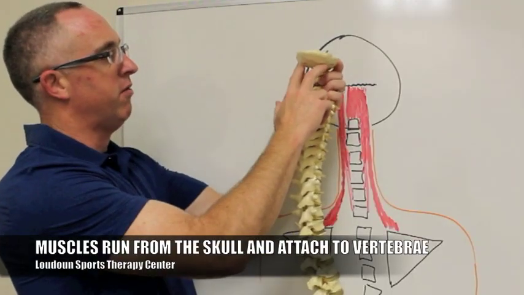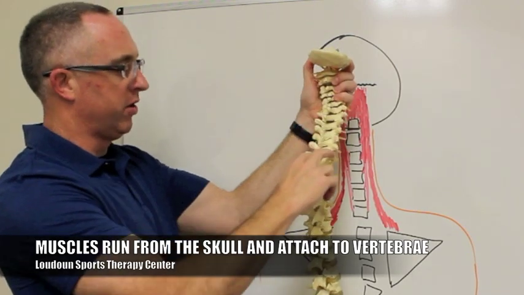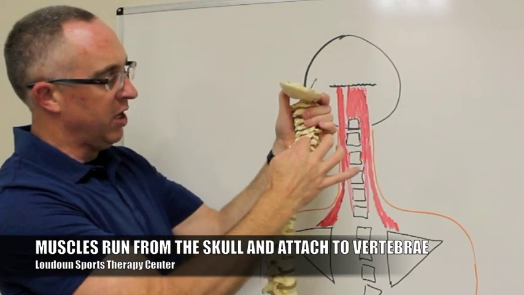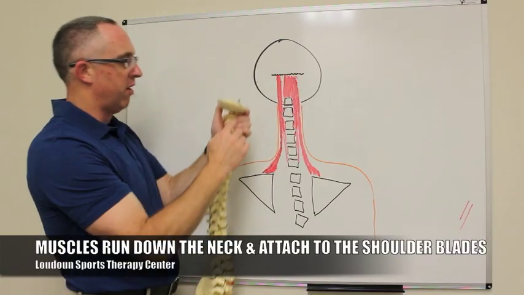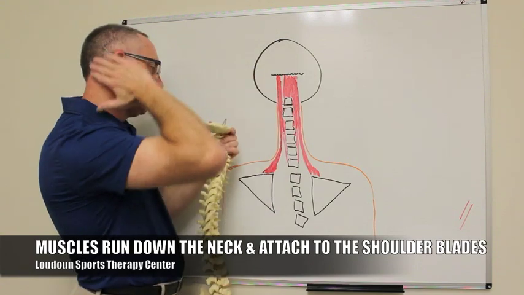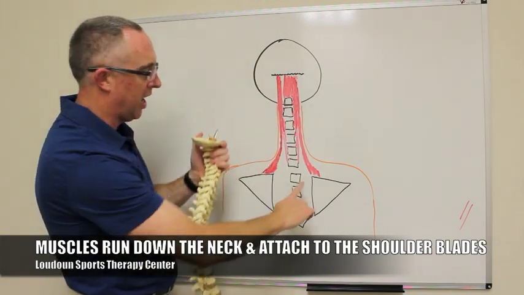So there are muscles that run from the base of your skull down alongside your spine and attach to each one of these vertebrae all the way down on both sides. And then there are muscles that run from the base of your skull down along the side of your neck and attach to the top of your shoulder blade.